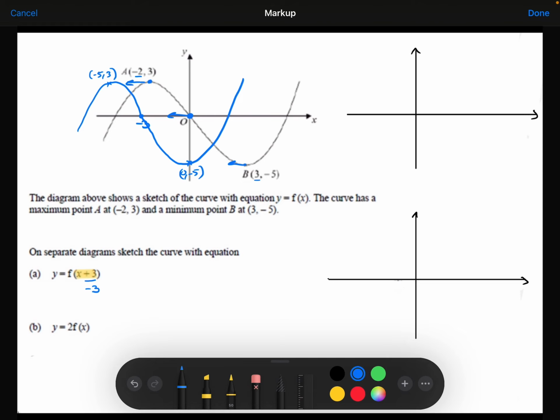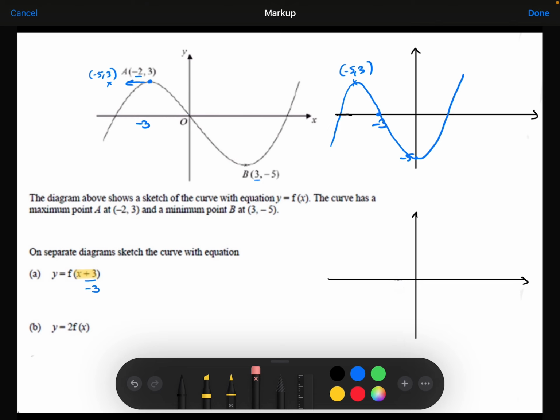So I should have marked mine on over here really, as it does say separate diagrams. So there's my answer for part A of this question.